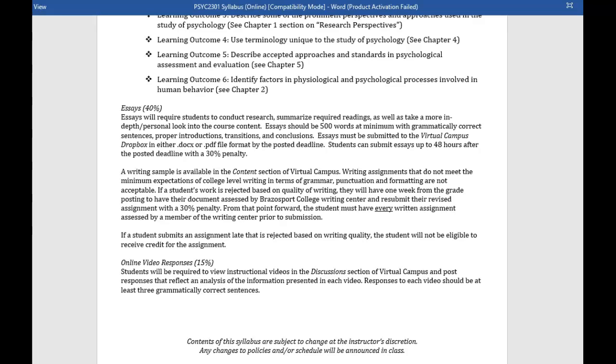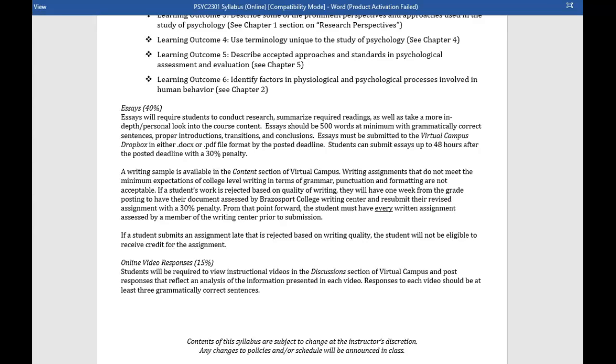These essays should be at a minimum of 500 words with grammatically correct sentences, proper introductions, transitions, and conclusions. Students will submit these essays or these writing assignments to the virtual campus Dropbox associated with each essay in a .doc or .pdf file format by the posted deadline.